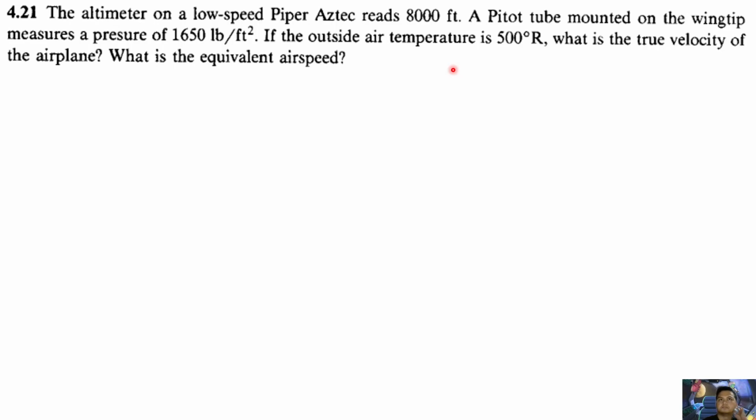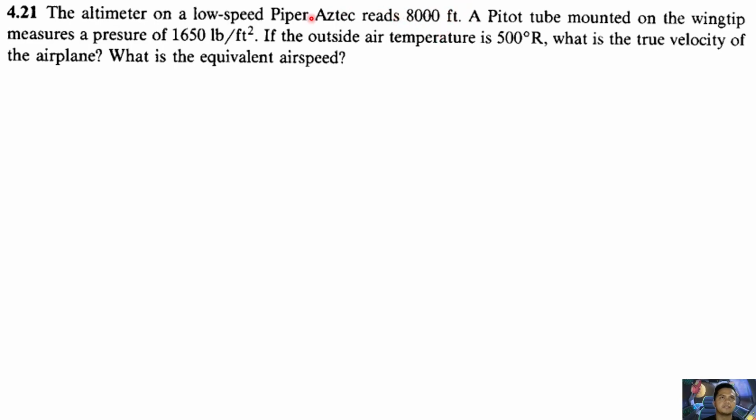Sample. The altimeter on a low-speed Piper Aztec reads 8,000 feet. A pitot tube mounted on the wingtip measures a pressure of 1,650 pounds per square foot. If the outside air temperature is 500 degree Rankine, what is the true velocity of the airplane and what is the equivalent airspeed? So low speed Piper Aztec, ibig sabihin incompressible flow, reads 8,000 feet.